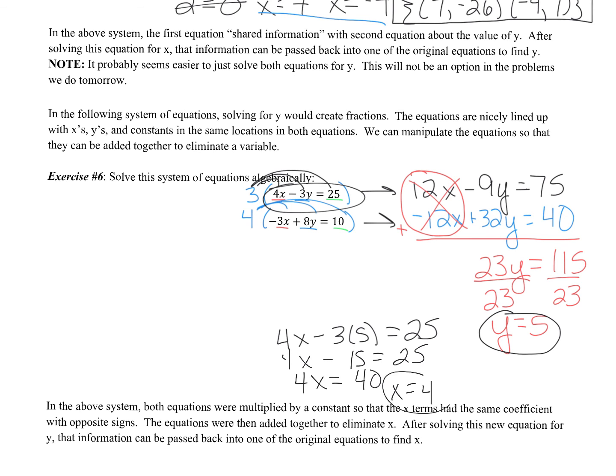Now, even though we found y first, we still want to write x first because that's how we write our ordered pairs. So the answer to this one is 4, 5. So we have one answer with two parts. So it says in the above system, both equations were multiplied by a constant so that the x terms had the same coefficient with opposite signs. So that was 12x and negative 12x. The equations were then added together to eliminate x.